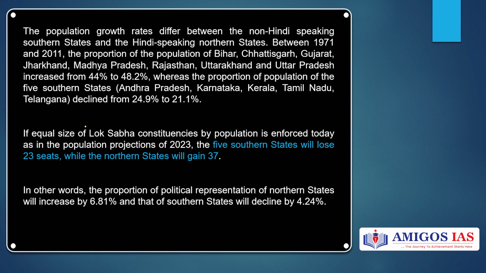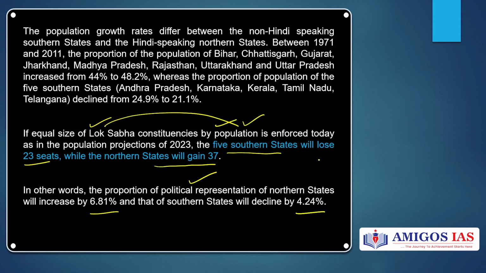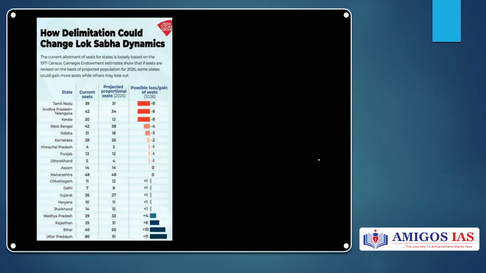So if we give equal size of constituencies by population, that means as per the population, if we give the Lok Sabha constituencies, what happens? 5 southern states will lose 23 seats, northern states will gain 37 seats. That means you're penalizing the southern states for actually decreasing the population growth. In other words, here, the proportion of political representation of northern states will increase by 6.81 percentage and south states will decline by 4.24 percentage. As you can see in this graphic, how delimitation can change Lok Sabha dynamics.